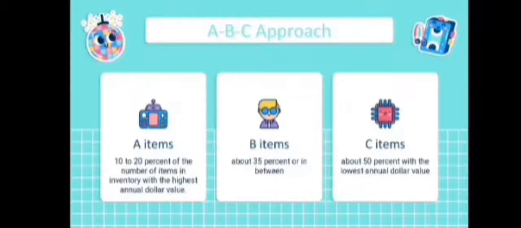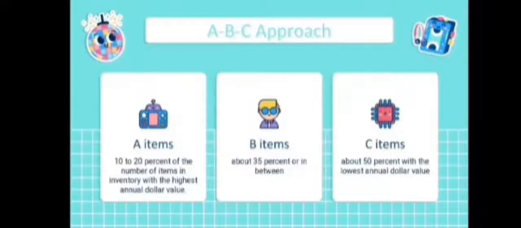With three classes of items, A items generally account for about 10 to 20% of the number of items in inventory, but about 60 to 70% of the annual dollar value. At the other end of the scale, C items might account for about 50 to 60% of the number of items, but only about 10 to 15% of the dollar value of an inventory.